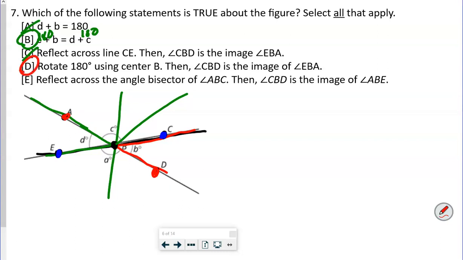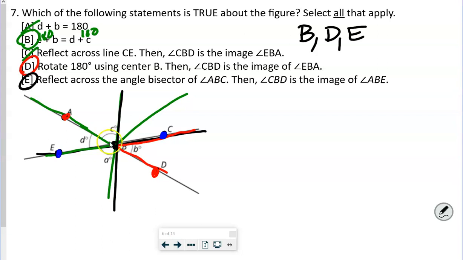And then reflect across the angle bisector of ABC. ABC, yeah, that's what I was talking about before. So this is that angle bisector right there. Yes, that would be true as well. So all of these are true. So it would be B, D, and E, okay? And I don't think that's what was on the key. I think I had C on there, y'all. So it's definitely not C, okay? Not C.